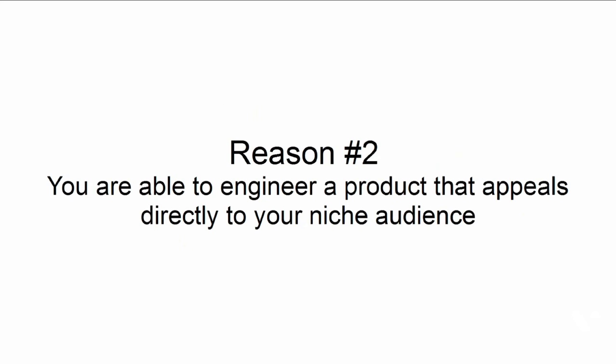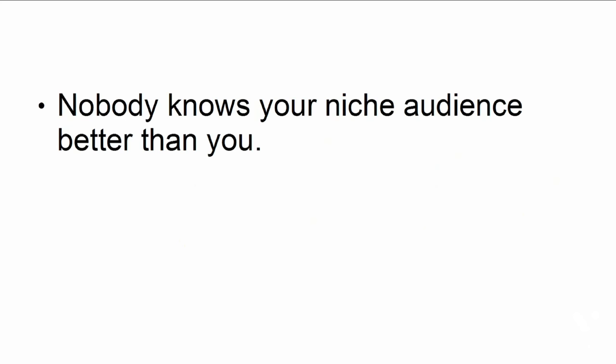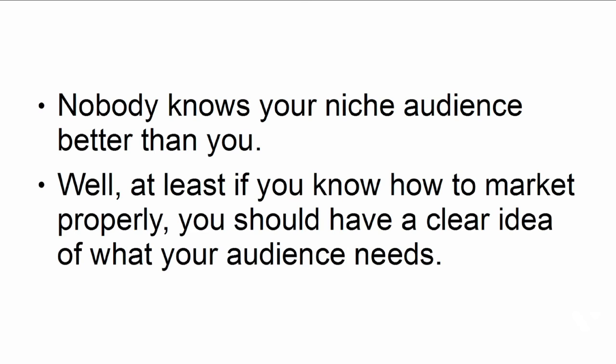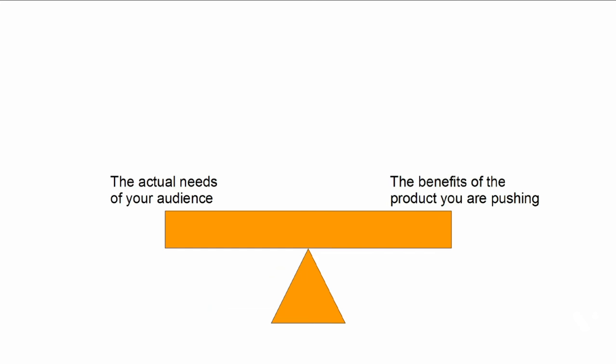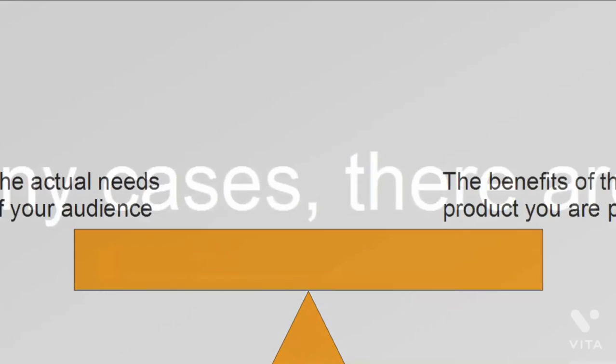Reason number 2. You are able to engineer a product that appeals directly to your niche audience. Nobody knows your niche audience better than you. Well, at least if you know how to market properly, you should have a clear idea of what your audience needs. The problem with affiliate marketing is that you're trying to reconcile the actual needs of your audience with the benefits of the product you are pushing. This is not always a tight fit.